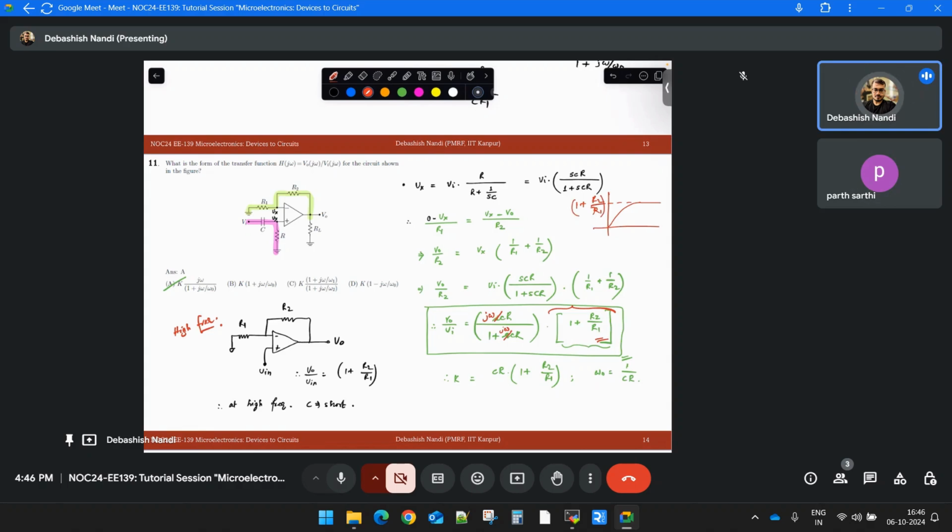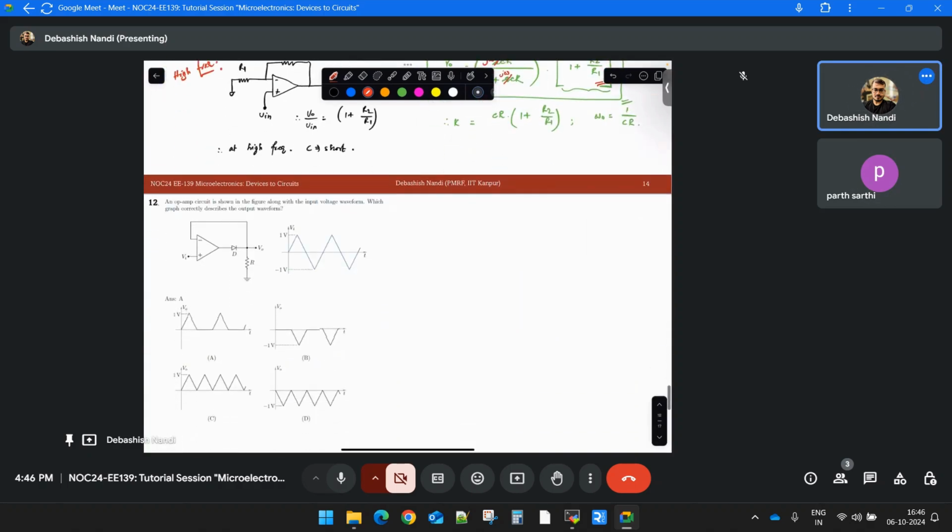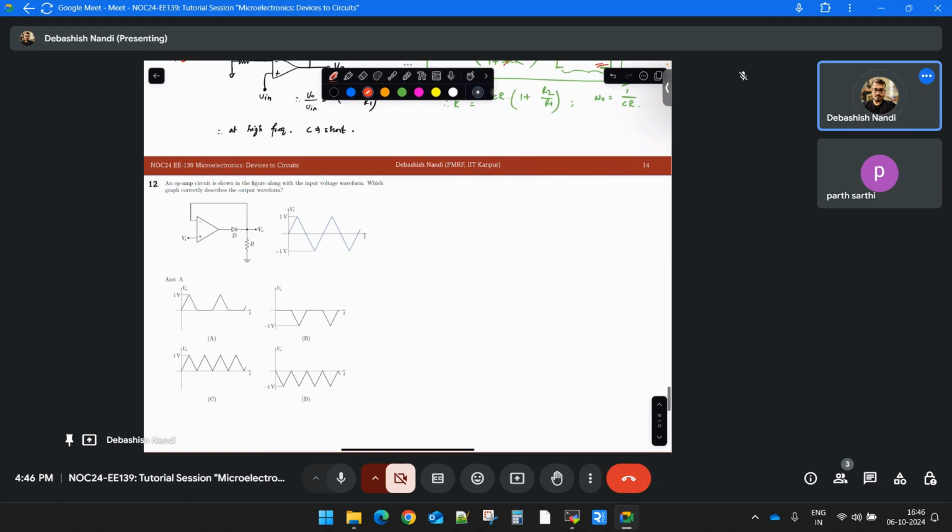So let's move on to the next problem. An OPAMP circuit is shown below. The input voltage waveform is this. We need to find out the output voltage waveform. So what will we do? We'll break it into positive half cycles and negative half cycles.